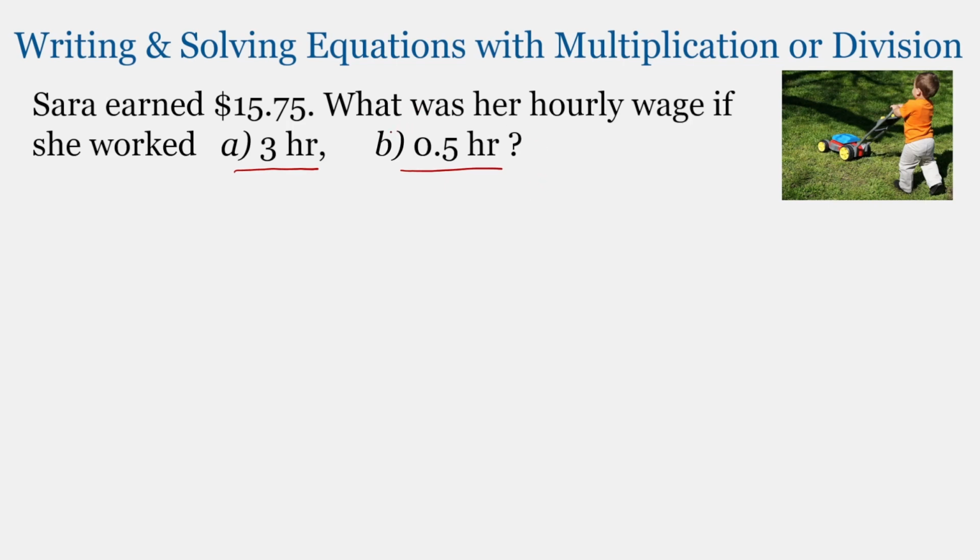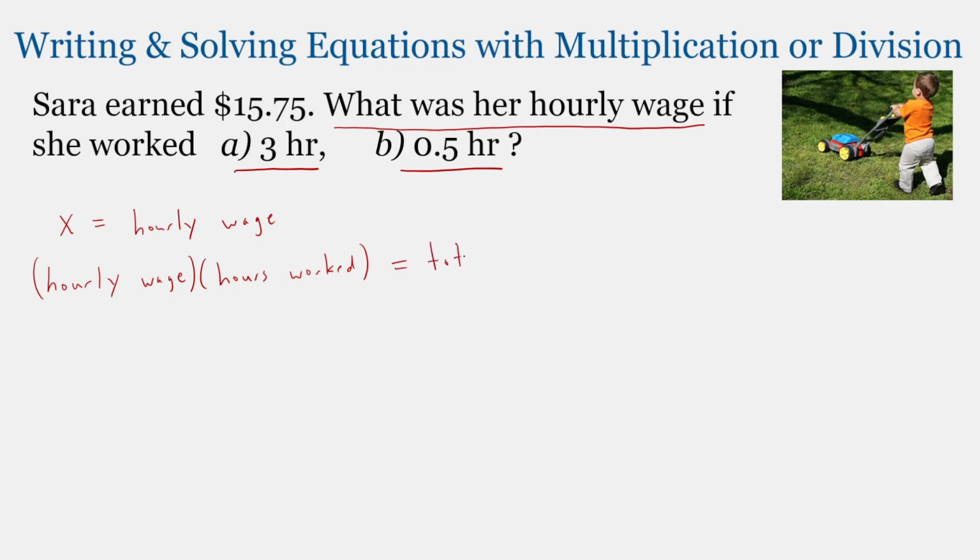So let's look at the question being asked. It's asking, what was her hourly wage? So our unknown variable x, we're going to define as the hourly wage. That's how much money she makes per hour that she works. To calculate how much money she earned, we're going to do hourly wage multiplied by the number of hours worked. And when we do this, we get the total amount earned, so this would be her income that she earned doing her job.